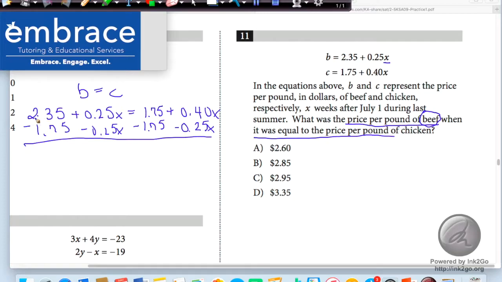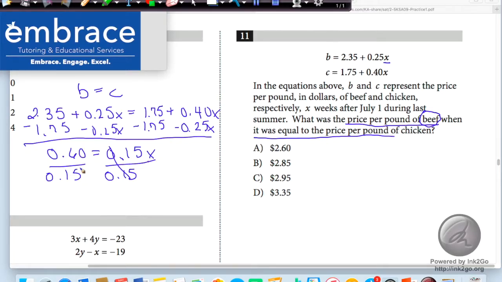And by subtracting the 0.25x, what I'm going to end up getting, when I solve all this through, 2.35 minus 1.75 is going to give me 0.60 with two decimal places equals 0.15x. Now I want to be able to solve for x first, so that way eventually I can plug that back into one of the overall equations. So I'm going to take this 0.15, divide that out. Here I have 0.15. This will end up giving my value for x.